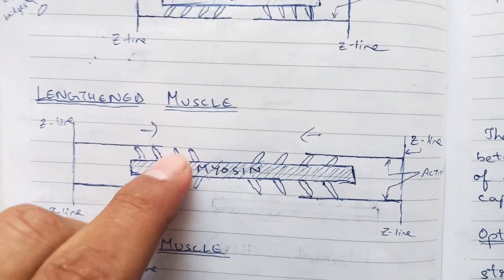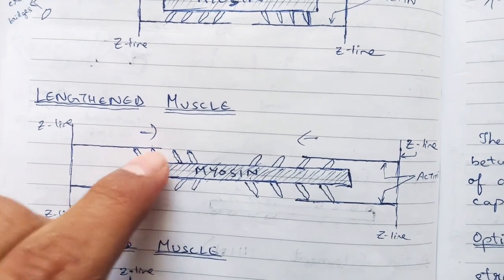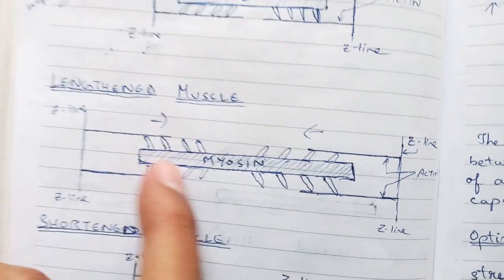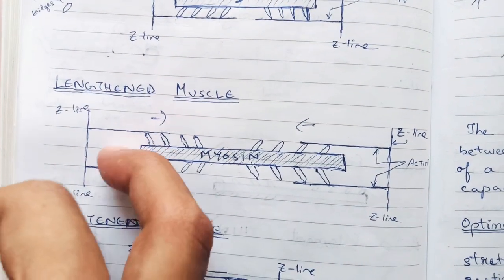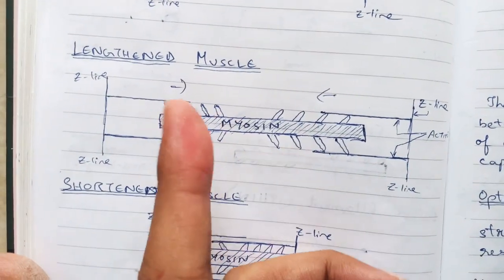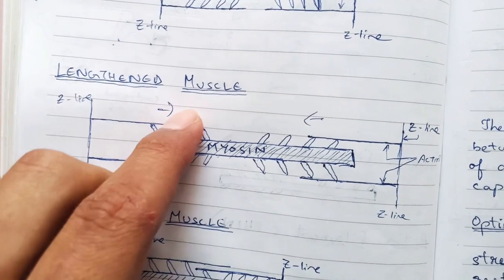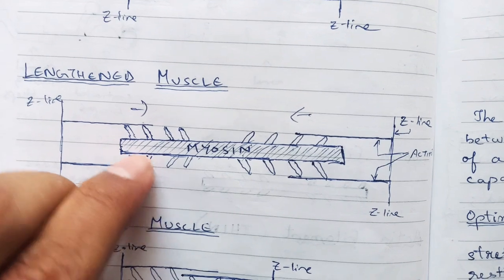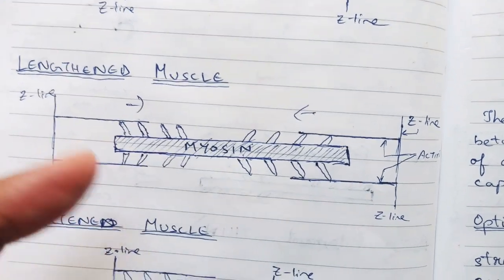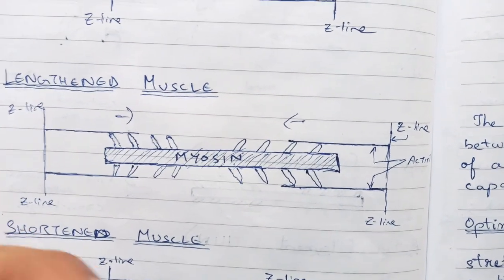Now if you see, only two heads are touching this actin filament. So can you imagine how much the force generating capacity will be if I am trying to flex it like this? I'm trying to pull this actin filament here, right? There are only two people contributing over here and two people contributing over here. So obviously the pull is going to be very less.